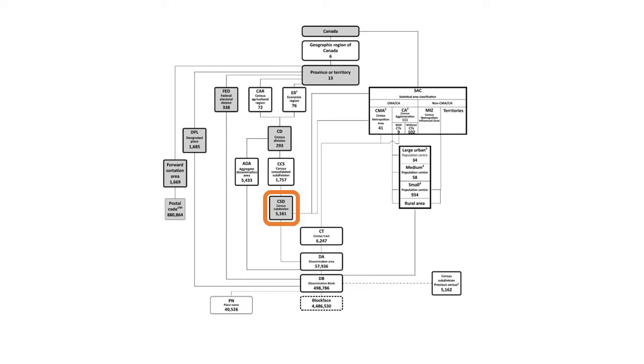So whenever someone from Stats Canada is talking about a CSD or census subdivision, just think of that as a city or municipality. Below that then is the census tract. And that is, again, something that remains relatively consistent. Typically, the populations involved in a census tract are anywhere from 2,500 to 8,000.